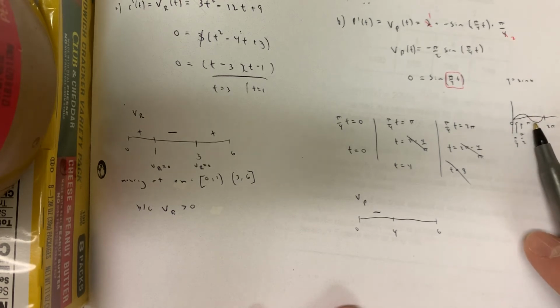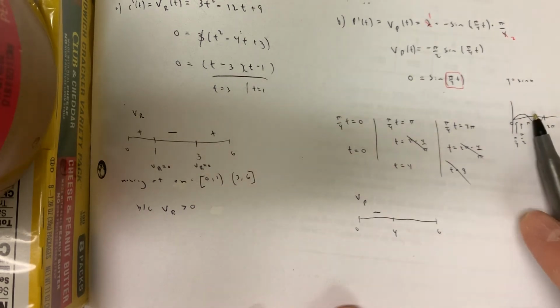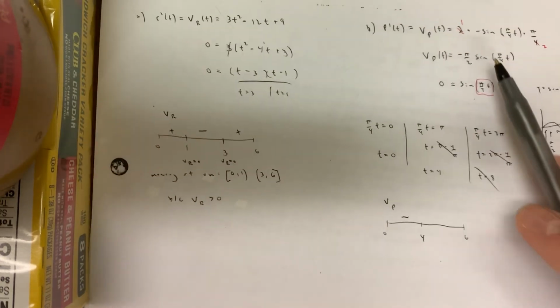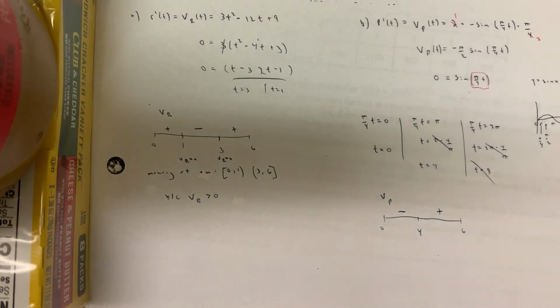I don't care what it's equal to. You could use a reference angle if you want to. I know for my solutions I used a reference angle, but it's not necessary. You just need to know if it's positive or negative. It's negative. Just be careful. A negative times a negative is a positive. So that's how you create that line, which is difficult to do.